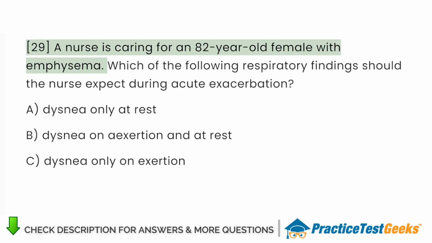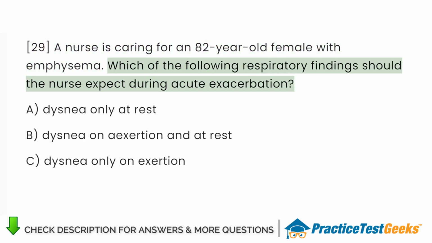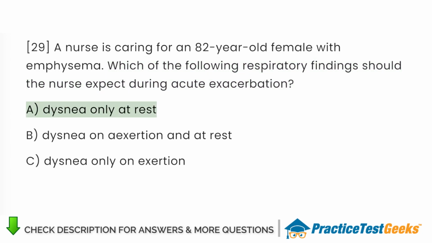A nurse is caring for an 82-year-old female with emphysema. Which of the following respiratory findings should the nurse expect during acute exacerbation? A. Dyspnea only at rest. B. Dyspnea on exertion and at rest. C. Dyspnea only on exertion.